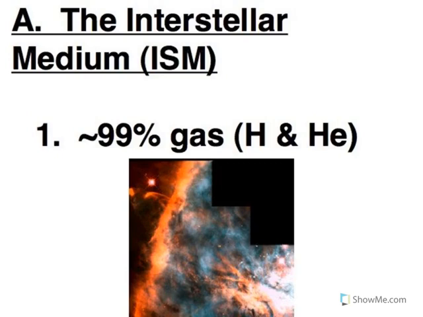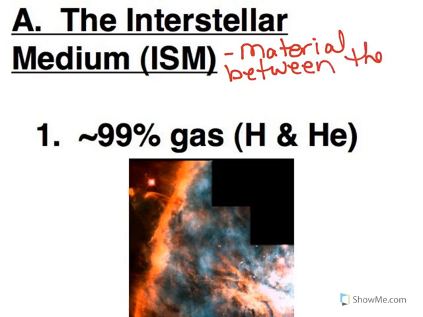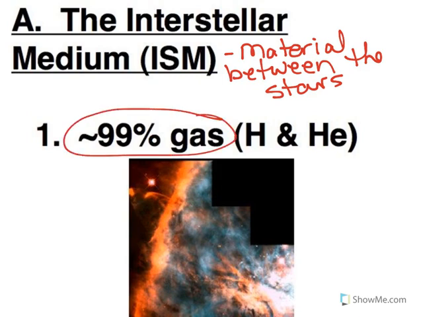The interstellar medium. As the name implies, we're talking about material between the stars. So interstellar, between the stars. And the vast majority of what's found between the stars is gas, about 99% gas. Most of that is hydrogen, a little bit of helium.